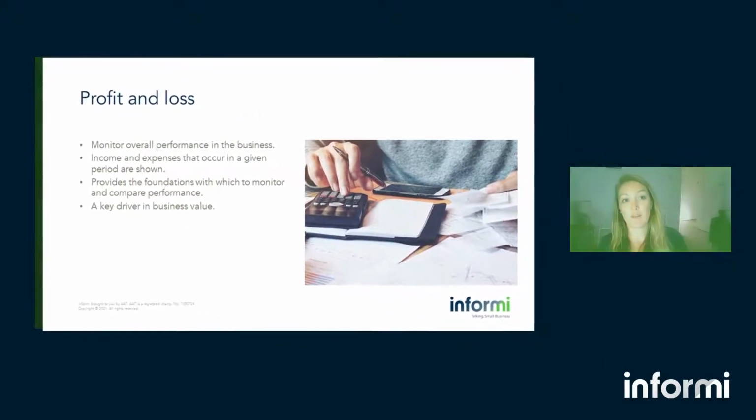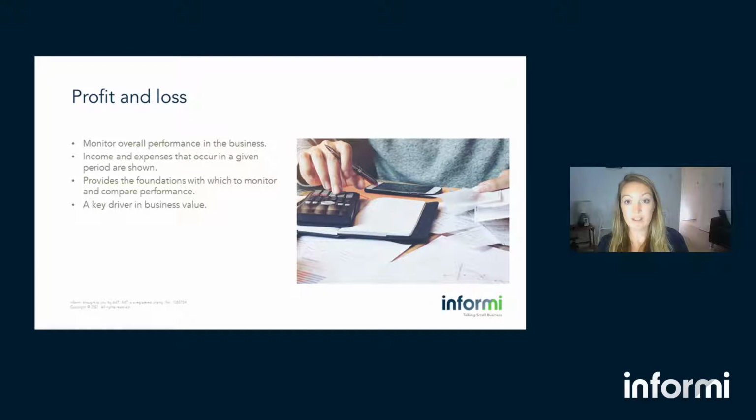So first, we're going to cover your profit and loss report. This is also known as an income statement, and it shows all your earnings and costs over the year and tracks the overall performance of your business. It matches your income and expenses for the period with adjustments made for timing differences, for example, sales that have been made, but the money hasn't yet been received.